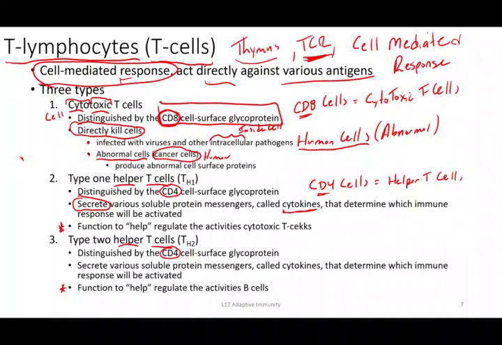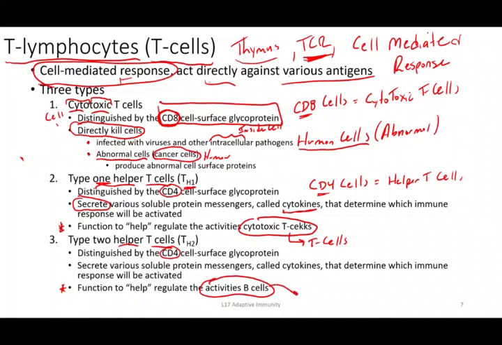So type 1 helper T cells, their chemical secretions are going to help cytotoxic T cells. That is clearly a misspelling, so I'm going to update that, T cells. And type 2 helper T cells are going to help and regulate B cells.